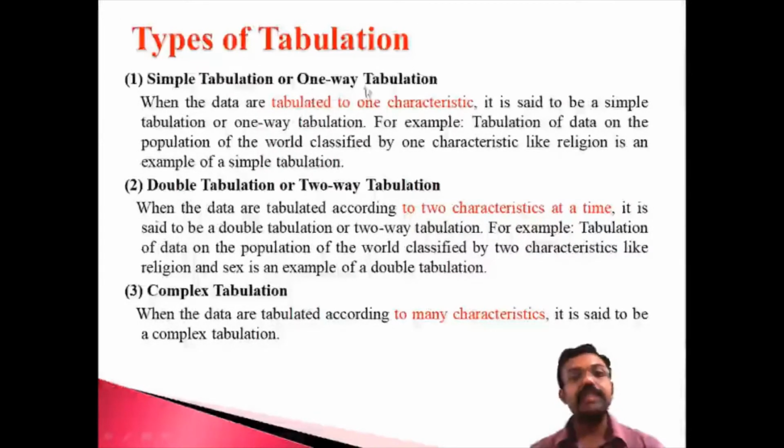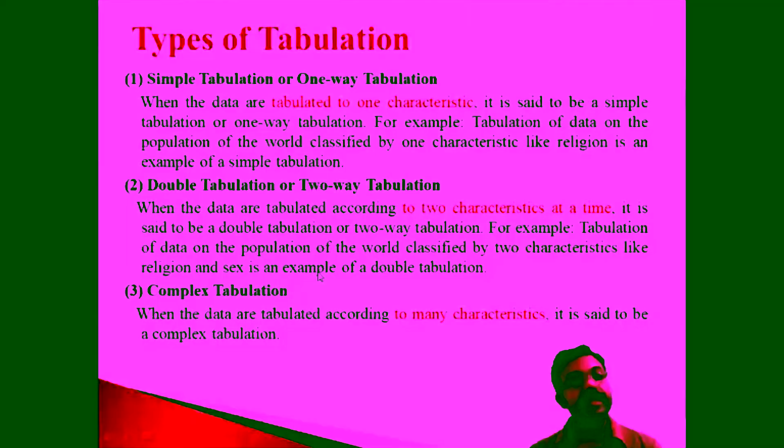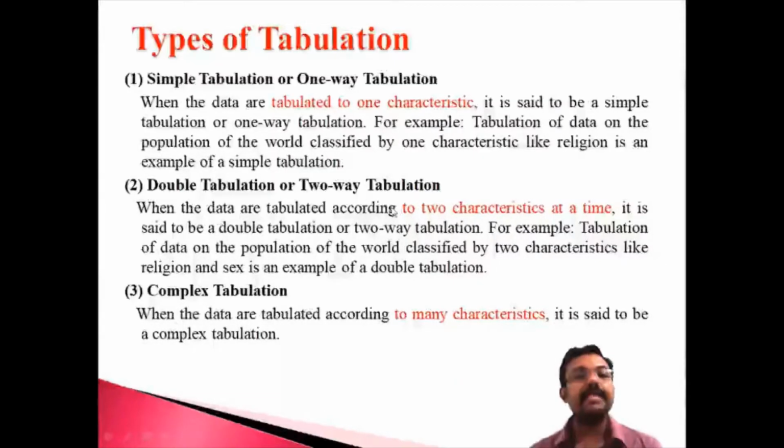The first one is the one-way tabulation. That means your data is classified on the basis of a single variable, that is known as one-way classification or one-way tabulation. And the double-way tabulation means the data is classified on the basis of two variables. That means it's a cross-classified table. Two variables, one is religion and the other is sex. That is an example. Two variables or two characteristics is known as double-way tabulation.